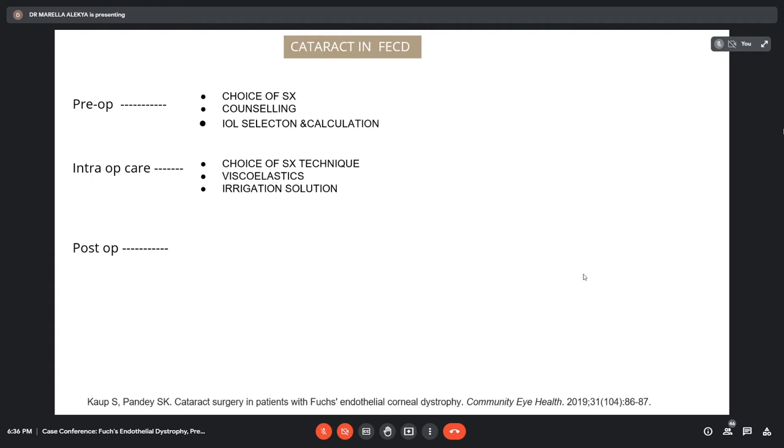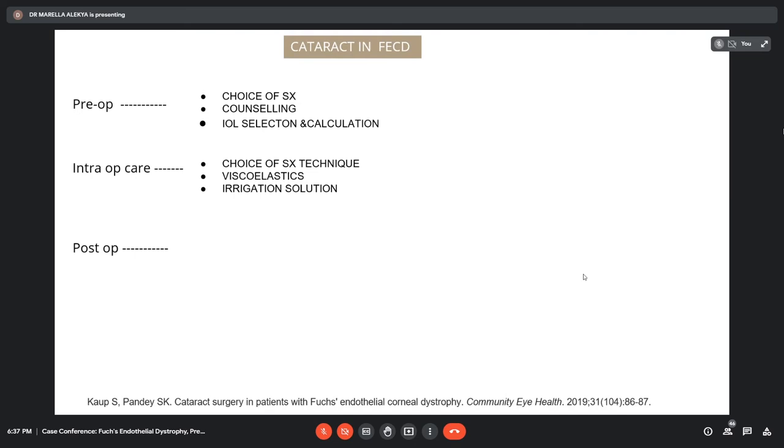Coming to choice of surgery, SICS or FACO have the same amount of loss of endothelial cells, so it depends on the surgeon whether to go for SICS or FACO. Trypan blue can be used for visualization of the capsule, and a small capsulorhexis is preferred to prevent IOL dislocation during endothelial keratoplasty in case of combined surgery. Viscoelastic should be used. BSS should be preferred. Use of soft shell technique is preferred. FACO power should be less. A large diameter IOL is preferred, and miotics are used after IOL implantation.